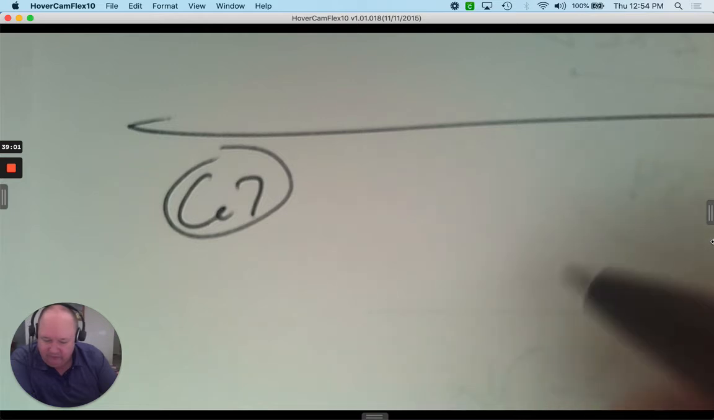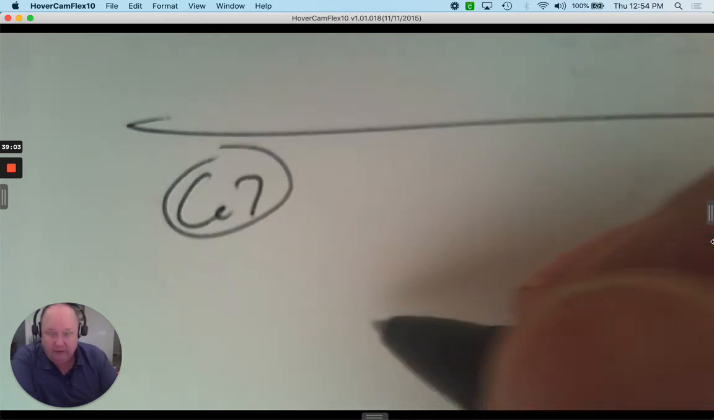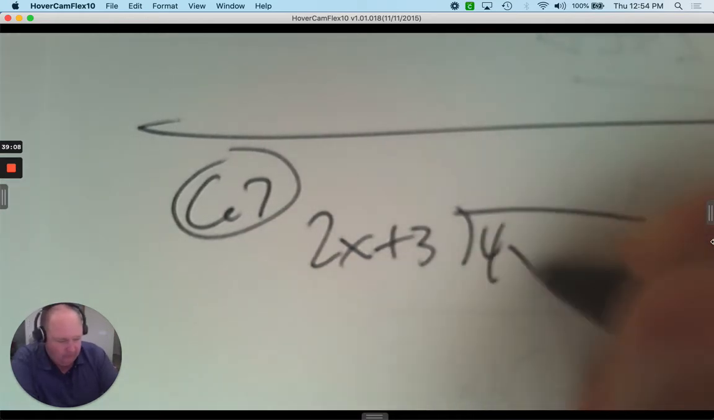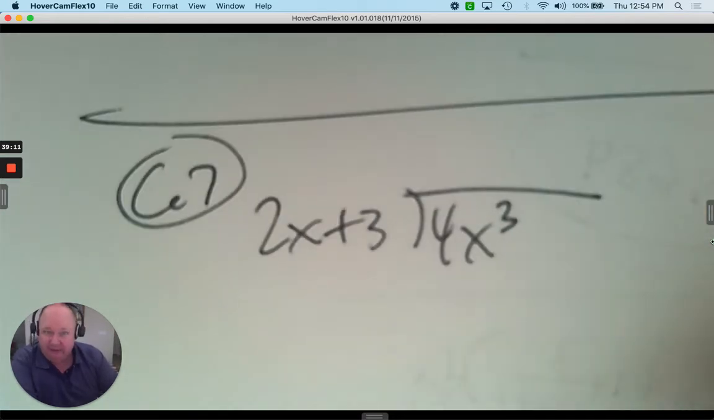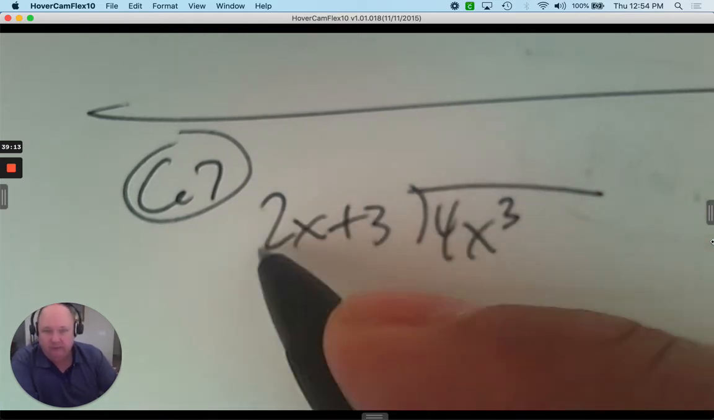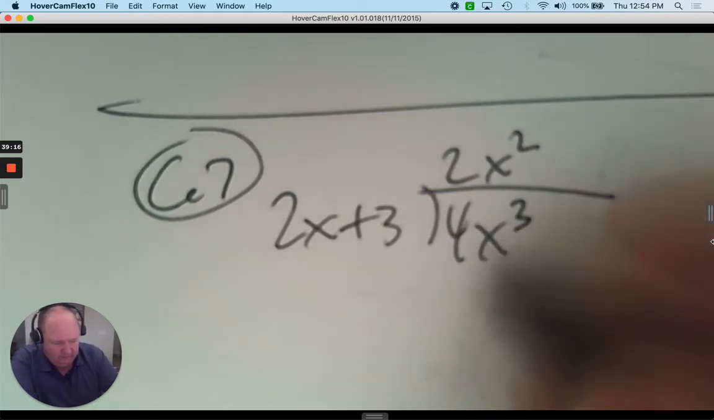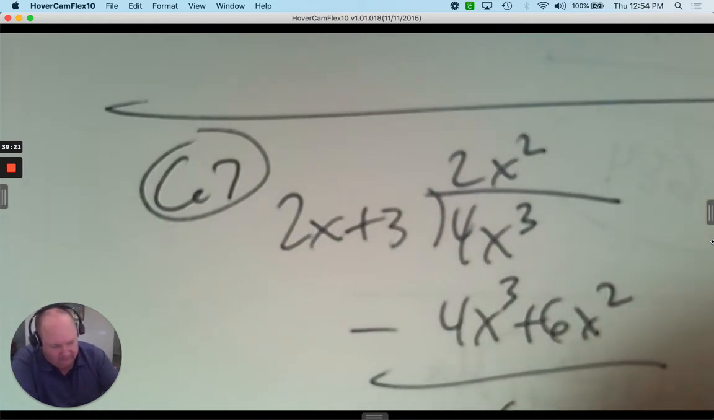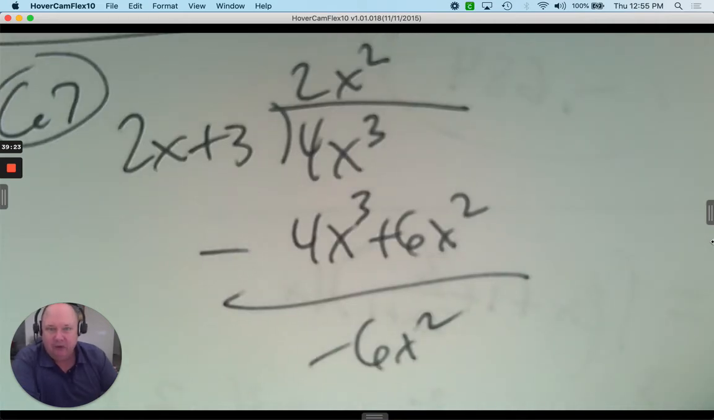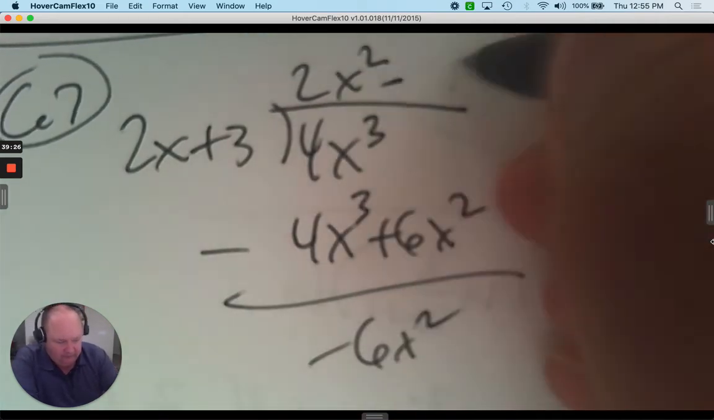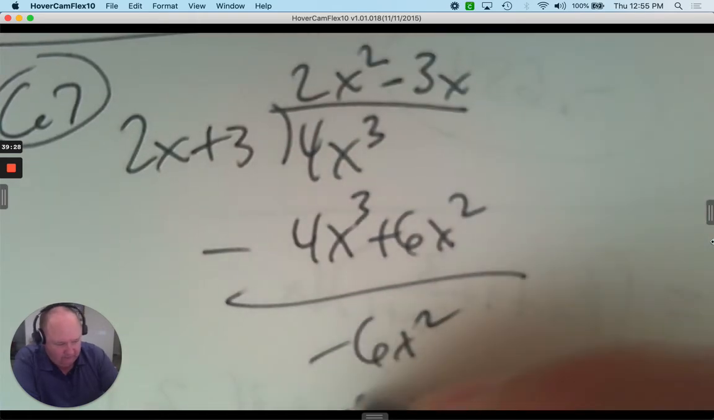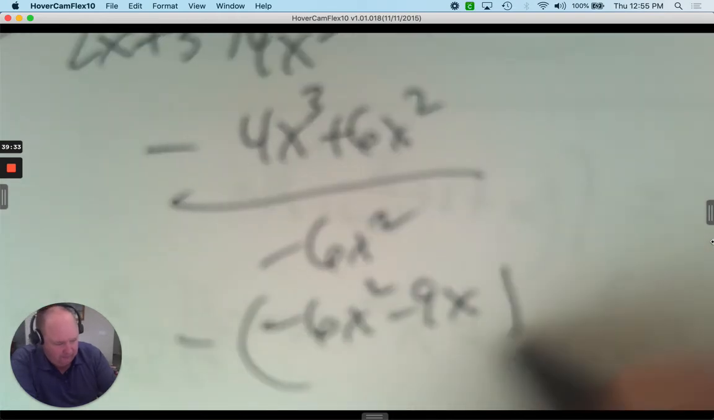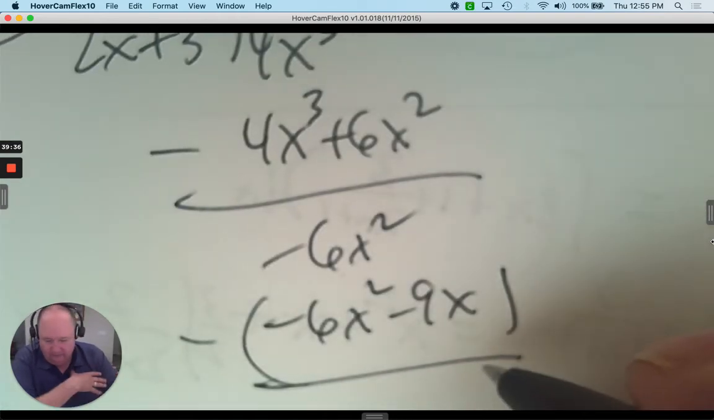In number 67, again, I notice the numerator is more powerful than the denominator, so I have to do long division. So long division and completing the square, I want you to practice enough where you feel good with that. 4 divided by 2 is 2x squared. So that's 4x cubed plus 6x squared. Subtract to get the remainder, and then keep going. So -6 divided by 2 is -3x. The remainder here is 9x.